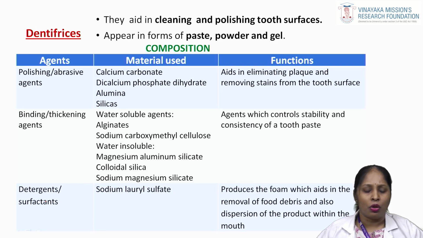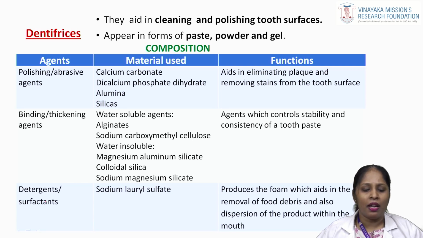The agents used in the composition of dentifrices include polishing or abrasive agents, binding or thickening agents, and detergents or surfactants. For polishing agents, the materials most commonly used are calcium carbonate, dicalcium phosphate dihydrate, alumina or silica. This aids in eliminating plaque and removing stains from the tooth surface.